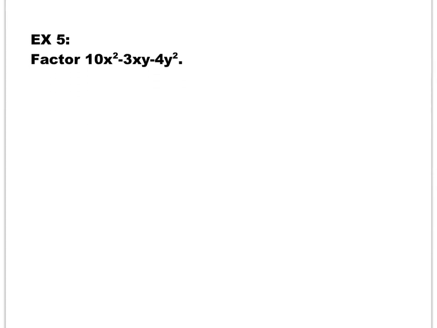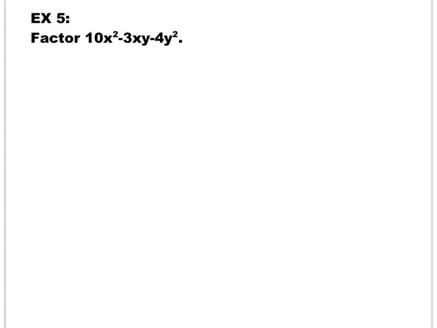The next example, again I have a trinomial. There is no common factor here. The leading coefficient is not 1, so I can't use the sum product method. So again I'm going to say AC is equal to 10 times negative 4y squared, which is negative 40y squared. So again, we have to find two numbers that multiply to negative 40y squared and add up to negative 3y.